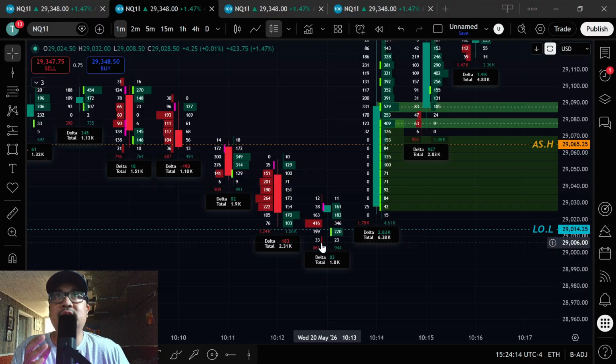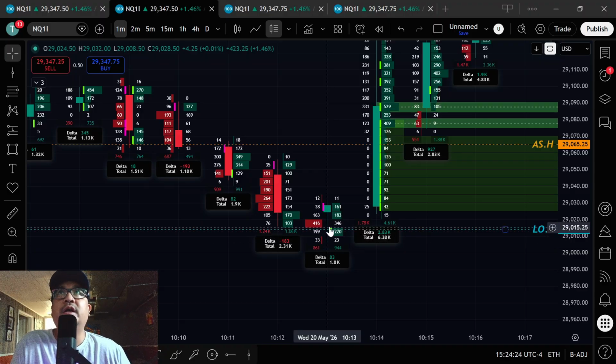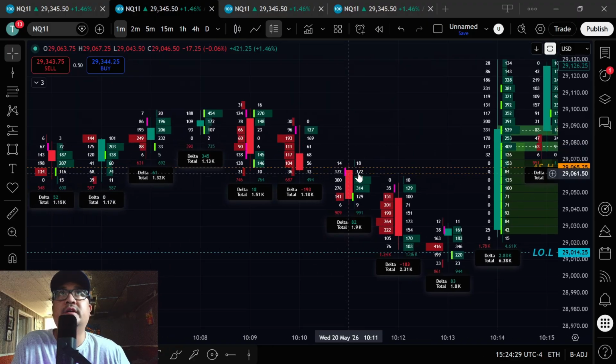The way to read imbalances is diagonally. From 33 to 200, I consider that an imbalance because it's 300% more buyers than sellers. Boom, right there. If you want to do it on the sell side, for example right here, 18 to 172, that's 300% more sellers. So you're going to get a purple marker right here. It's going to push price lower. That's how you read these imbalances diagonally on the footprint.